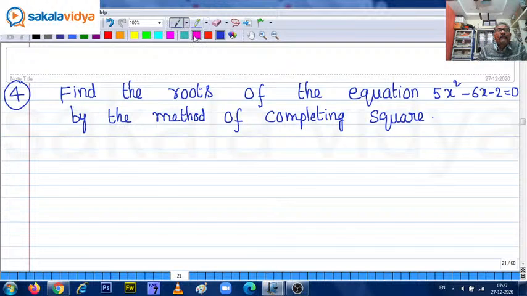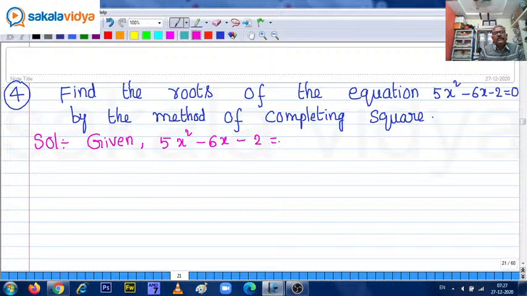Okay, now the solution. Given 5x square minus 6x minus 2 equals 0. Divide both sides by 5, because that is the coefficient of x square. This is the first step.